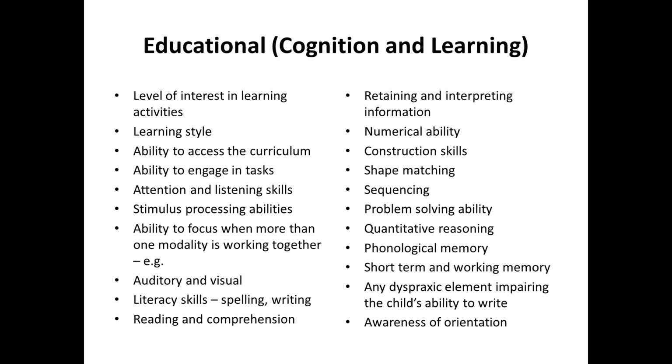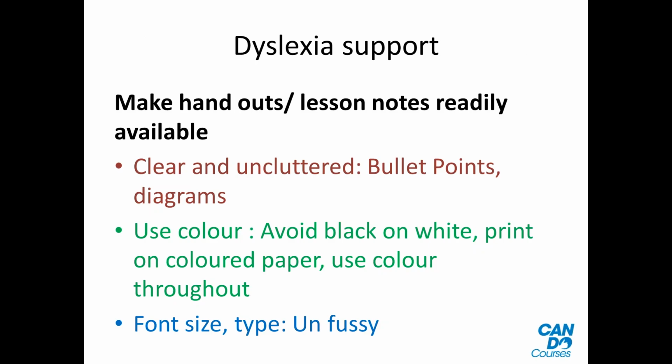Okay, so here's a couple of things on dyslexia support, just a quick tip. If you're going to try and make your classroom user-friendly for someone with dyslexia, make sure that all of the resources you make are very uncluttered. Bullet points are good, they make things jump out. Diagrams are good, lots of graphics. Colour: they say to avoid black on white, which is our standard printing option, isn't it?